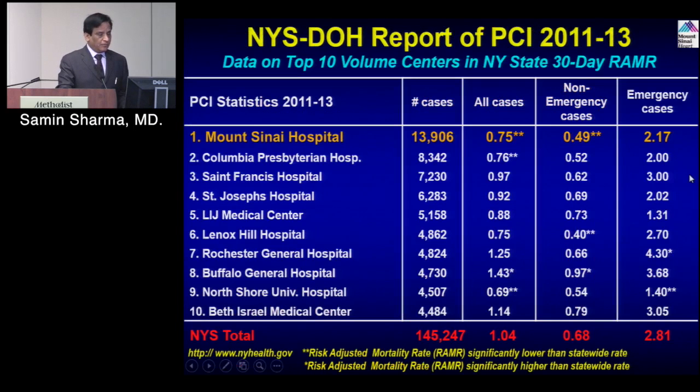Now the last slide to compare is the latest data from New York State, which they usually give a few years behind. This is where our volume and 30-day risk-adjusted mortality stand, which is where we take pride, making us in New York one of the busiest as well as the safest. Double star means very good, one star means bad. If you don't have a star, you're okay.